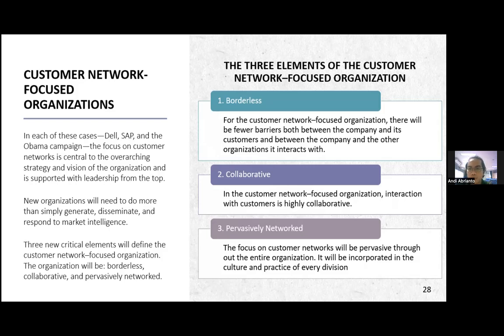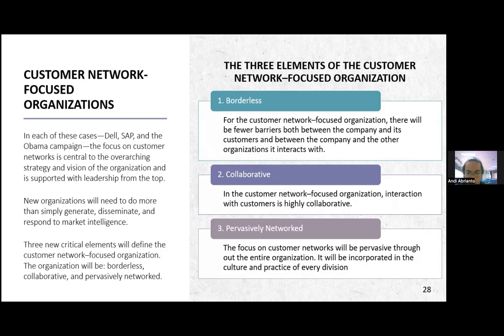The three elements of the customer network focused organization. First is borderless. For the customer network focused organization, there will be fewer barriers both between the company and its customers and between the company and the other organizations it interacts with.